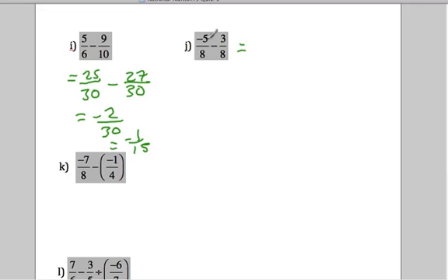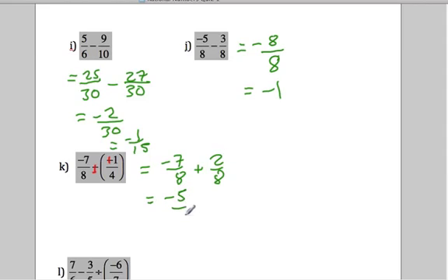This question, already have a common denominator. This is negative 5, subtract 3 is negative 8 over 8. But you should recognize that that is equal to negative 1. Right, for this one, we have minus a negative, so we can change that to plus positive, because subtraction is the same as adding the opposite. And so now, when we write this with a common denominator, it's going to be negative 7 over 8 plus 2 over 8. Negative 7 plus 2 is negative 5 over 8.